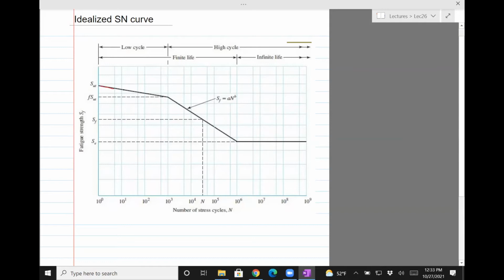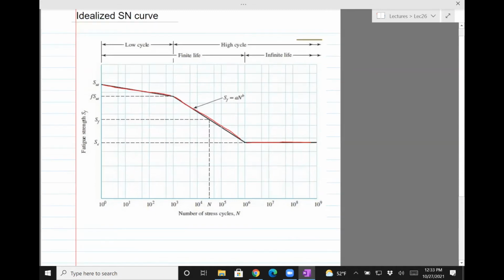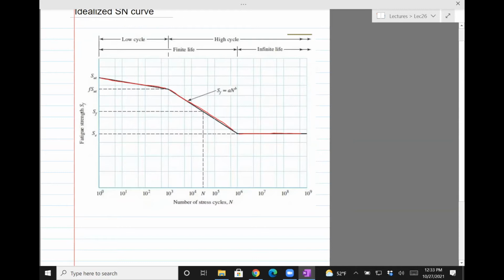There is this line, which is in the low cycle fatigue. There is this line, which is a slightly bigger slope in the high cycle fatigue, and then there's this line which is parallel to the x-axis. Okay, so what we need to do is write the equations for these lines. Once you have the equations for these lines, we can then make predictions.